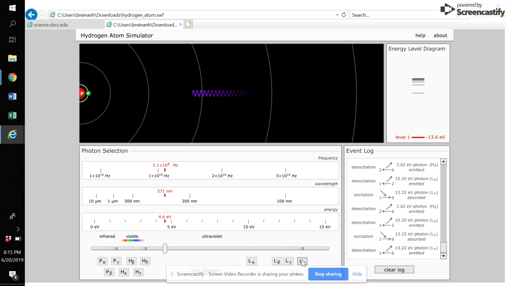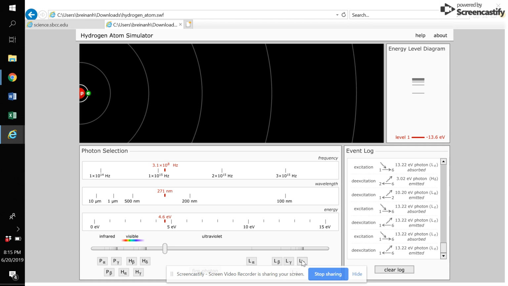And I'll do it even one more time. We're likely to see something even different. So excited to level 6. This time it went right back to the first energy level. I am going to do this a couple more times, but the next 2 times I want you to look at the energy level diagram in the upper right of the page.